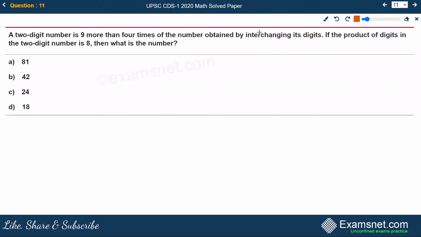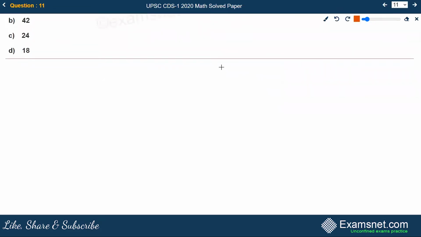In question number 11, we are given a two-digit number that is 9 more than 4 times the number obtained by interchanging its digits. If the product of the digits in the two-digit number is 8, then what is the number? First, we have to know how we can express a two-digit number. This is ones place and this is tens place. Let's say y is the digit in ones place and x is the digit in tens place. So in expanded form, we can write it as 10x + y. Correct? This is the formation of a two-digit number.